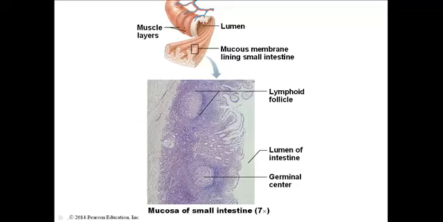So this is the intestine, and this is how the intestine. This is just lymphoid tissues, and here's a lymphoid follicle.